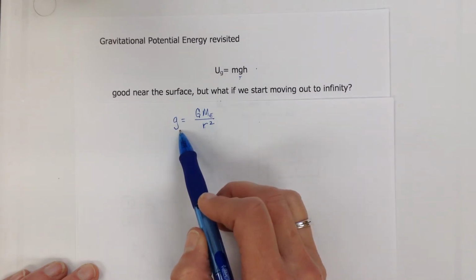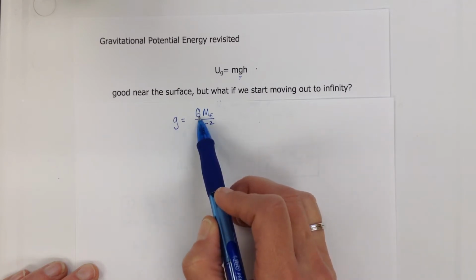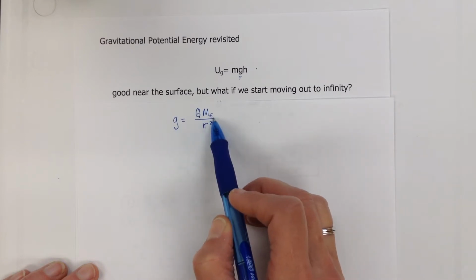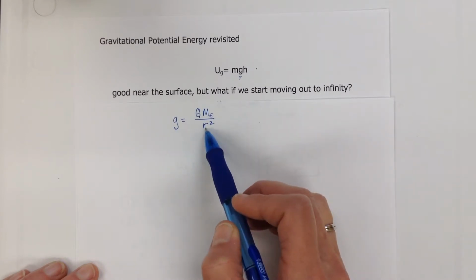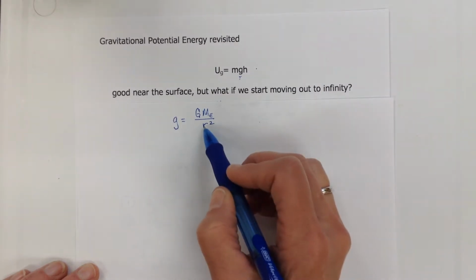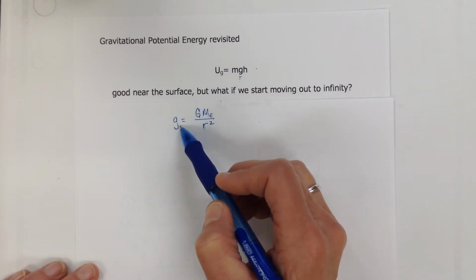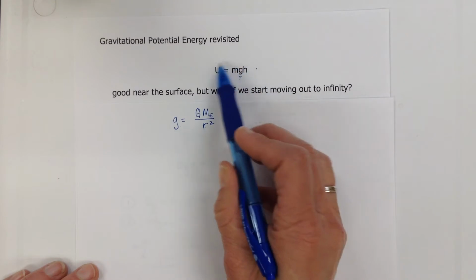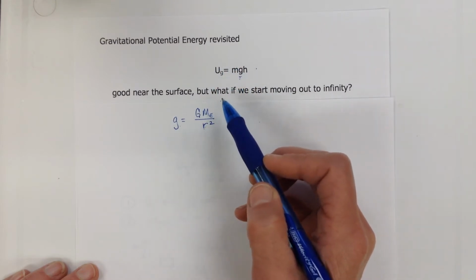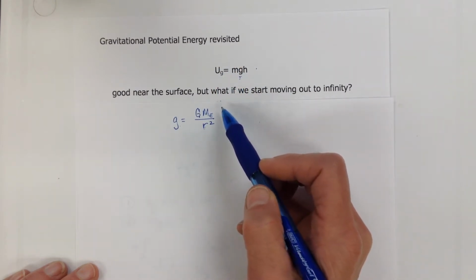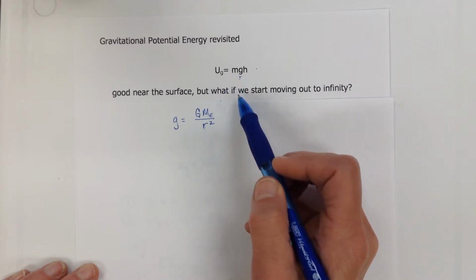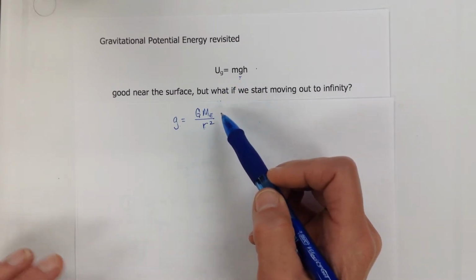If we recall from Newton's law of universal gravitation, we can calculate the gravitational field strength by taking the universal gravitation constant, multiplying it by the mass of the Earth or the planet, and dividing it by the distance squared, the distance from the center of mass. So we see as we move further and further away, as this value of r approaches infinity, g is going to go towards 0, which leads us to what we generally accept are boundary conditions for energy in physics: that the gravitational potential energy goes to 0 as r goes to infinity.